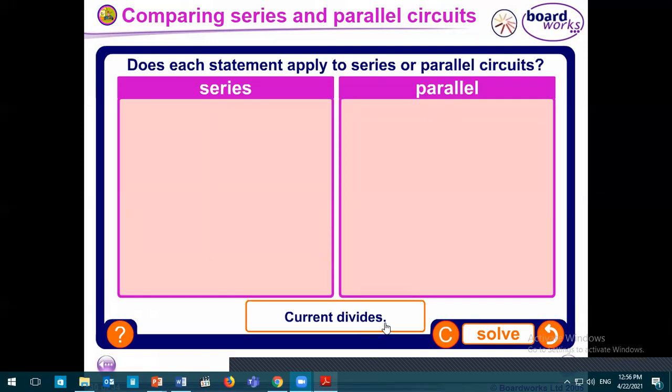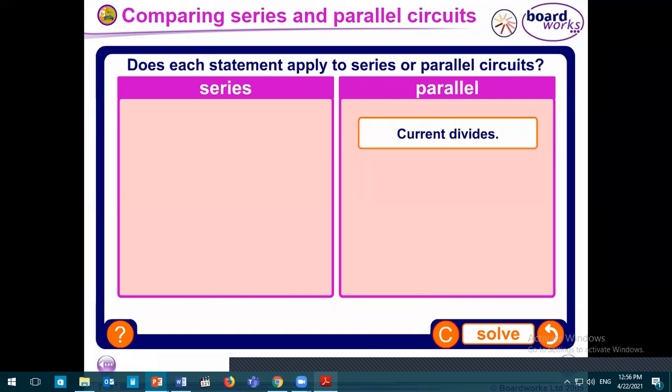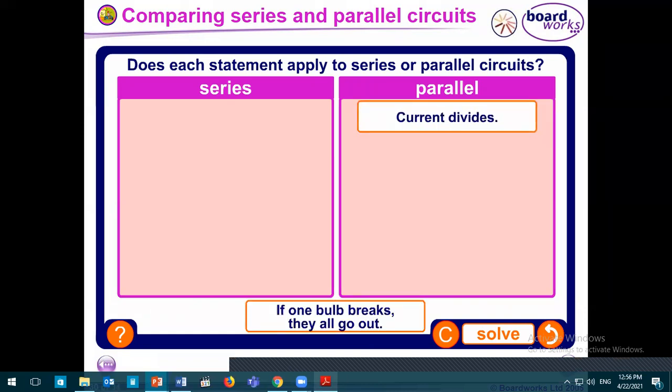So Hamza, current divides. Where do you think we should put this? Miss, what is the meaning of current divides? Current is the electricity moving through the wires. The electricity moving through the wires is called current. Do you think it's going to divide in the parallel circuit? No, put it in series. Yeah, series.